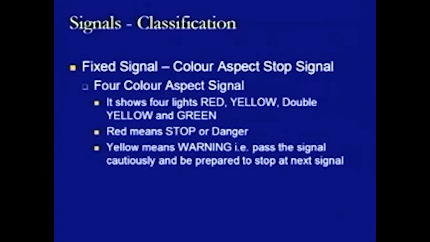The yellow means warning, that is you can pass the signal cautiously and be prepared to stop at the next signal unless you are being given a green indication. So, this is the meaning of the first yellow, that is it is a simple caution that you have to move past the signal slowly.